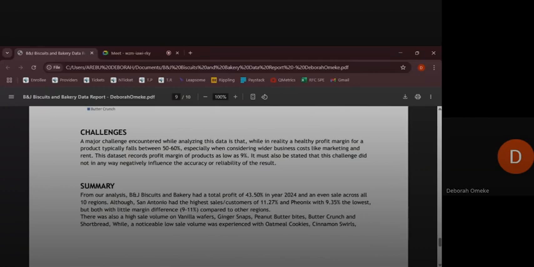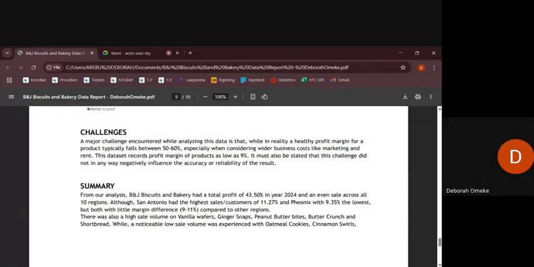So the major challenge I encountered when analyzing this data is, while in reality, a profit margin should be within the range of 50 to 60%, in this data set we could see a profit margin of about 9%, 17%, 15%. Although this challenge did not negatively influence any of the results.